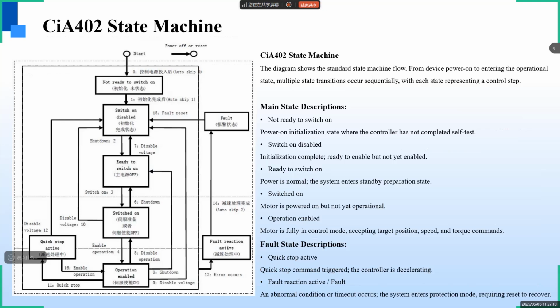The diagram shows the standard state machine flow. From power on to entering operation mode, multiple state transitions must occur sequentially, each requiring a control step. The main states of the CiA 402 state machine include not ready to switch on, switch on disabled, ready to switch on, switched on, operation enabled, quick stop active, and fault. Each state has a clear control word and state transition mechanism. Ensure the driver operates safely and reliably.